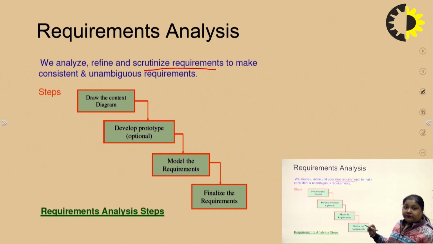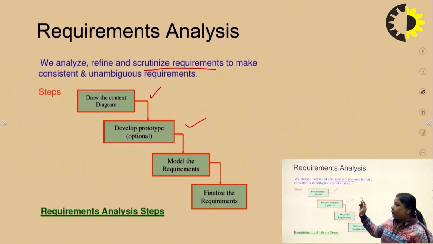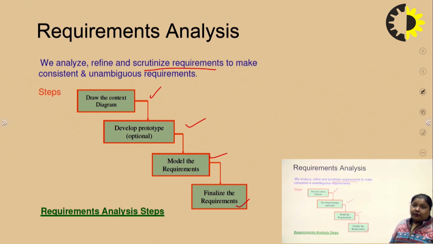So there are some steps. First, draw the context diagram that is needed. Develop prototype, it is the optional part, and model the requirement and then finalize the requirement. So these are the requirement analysis steps that need to be followed in any requirement engineering process or analysis process.